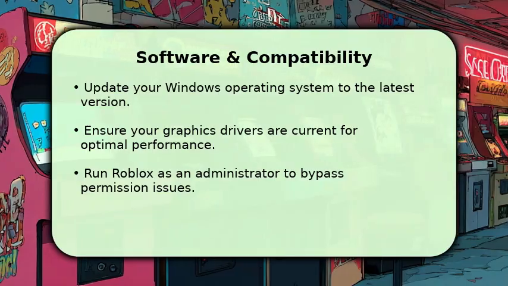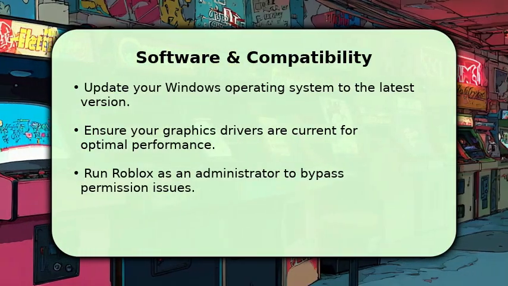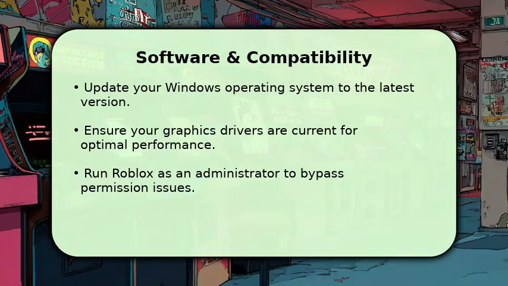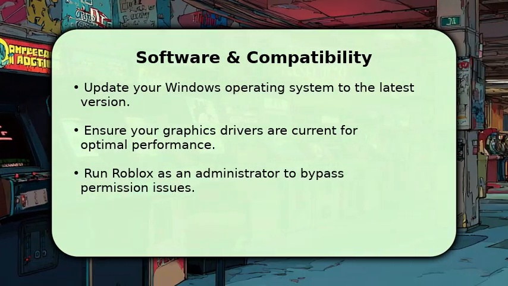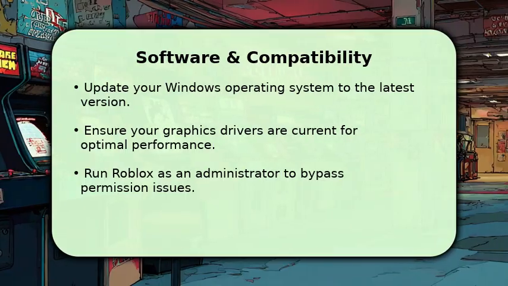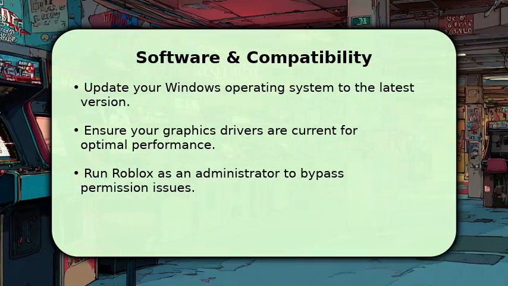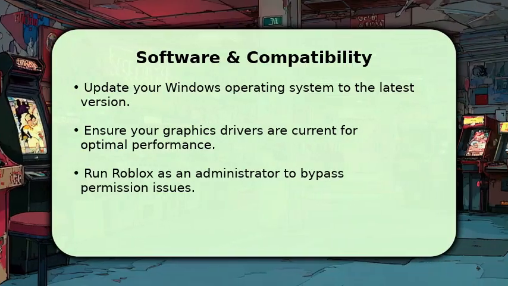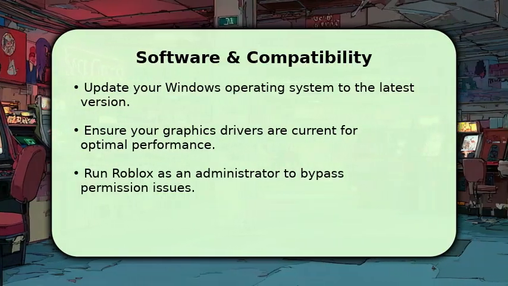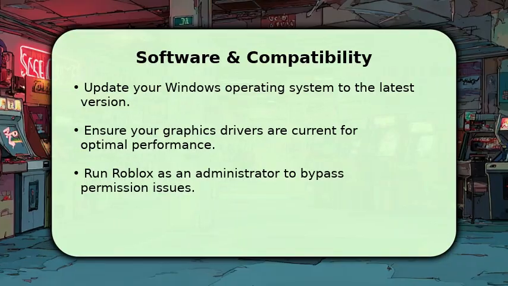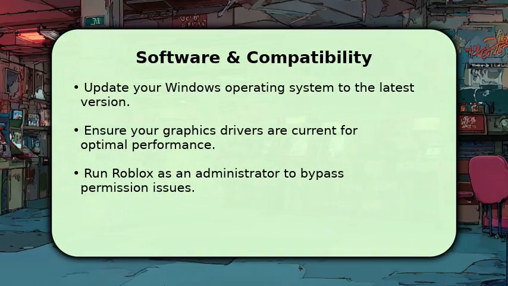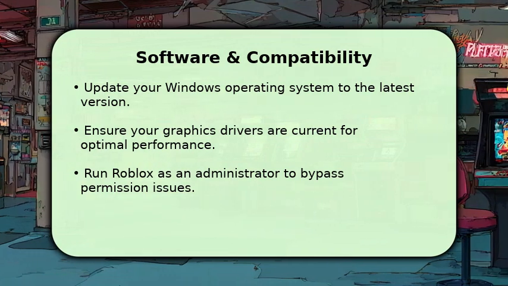Moving on, keeping your system updated is crucial. Make sure your Windows operating system is running the latest version, and importantly, update your graphics drivers to their most current release for optimal game performance. Sometimes, running Roblox as an administrator can bypass permission issues that prevent it from launching. Also, temporarily disable any third-party antivirus or firewall software to see if they are interfering with the game's startup process.